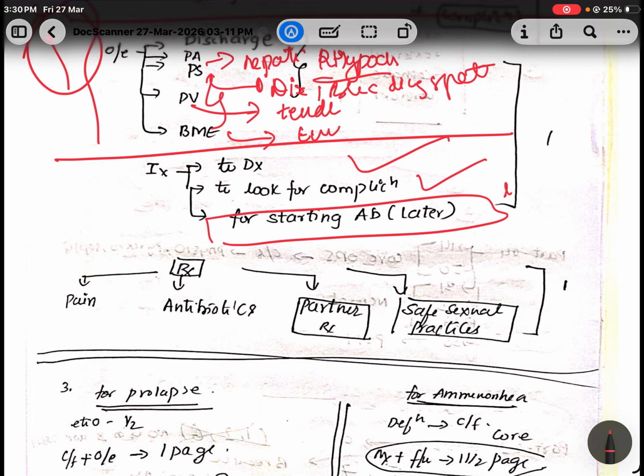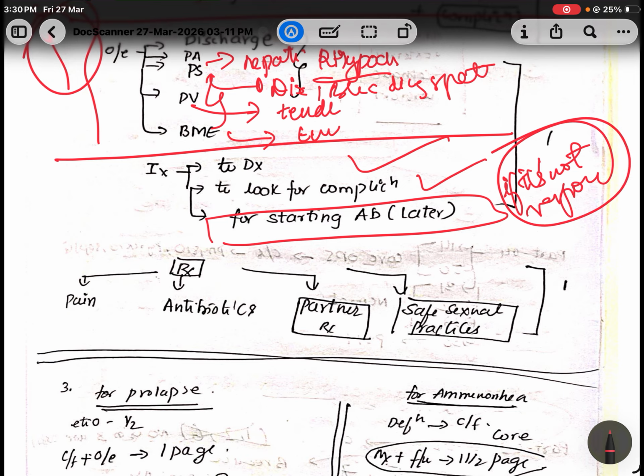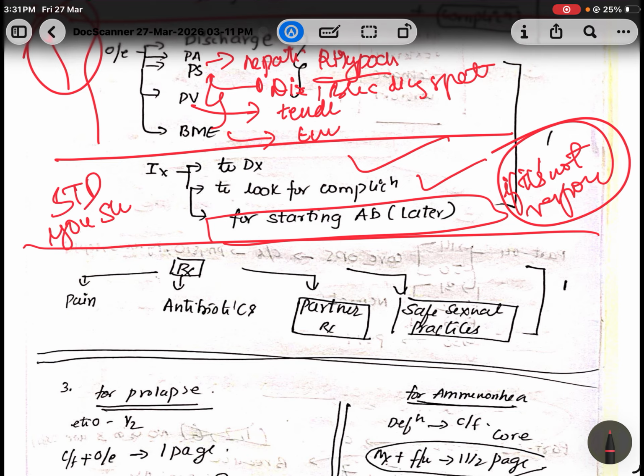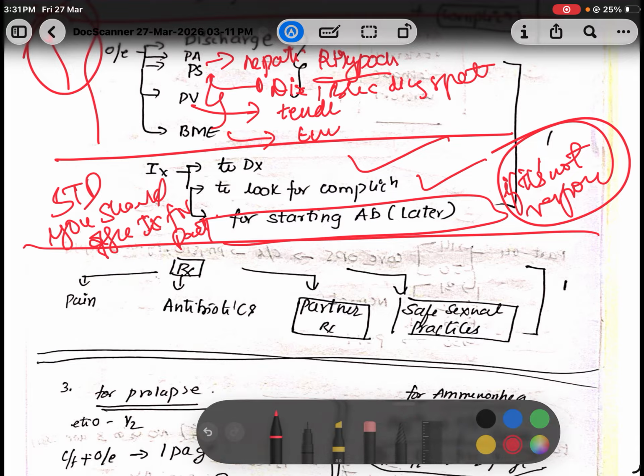only at a later stage if it's not responding. Okay. You need to mention these things clearly, because you won't do culture and sensitivity for all. Correct. So that's one thing you can write. And also, if it's an STD, you should offer investigation for the partner also. That's also one important thing which you should write.